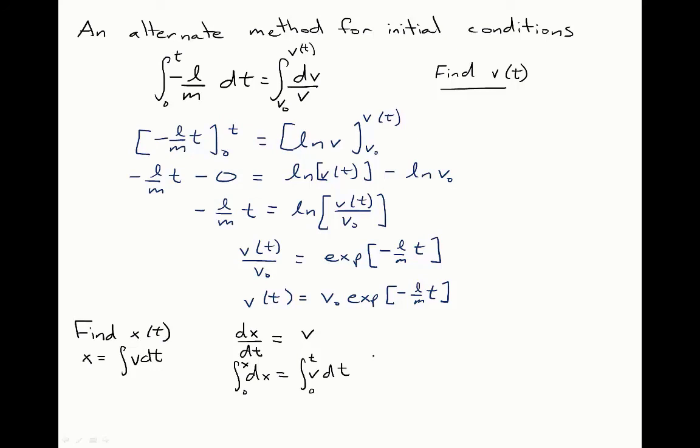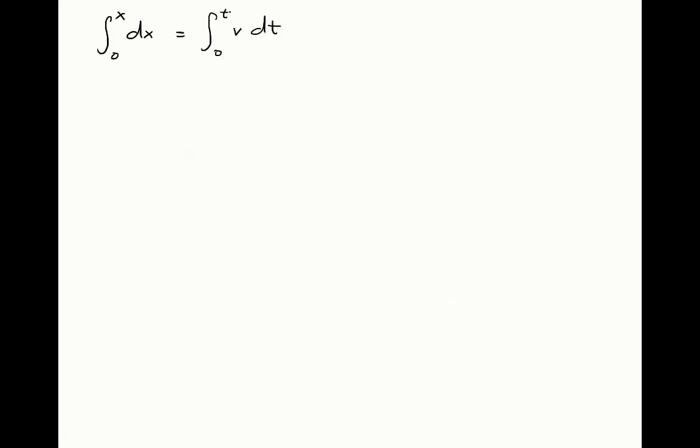Let's write this out on another page. It's getting a little cramped. Alright, so we have dx integrated from 0 to x, that's the initial position of x, to the final position of x, x of t. And then we have velocity integrated over time from our initial time, which is 0, to our final time, t. Again, you can make this t inside the integral a prime if that makes you feel better, but it doesn't really matter.